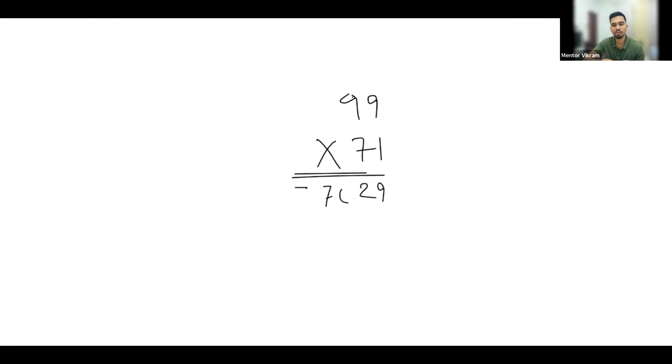99 into 71. 100 minus 70 equals 30. 30 minus 1 equals 29. 29 and then 70. 7029. Okay. How much time did it take? Around 10 to 20. 30. 30 to 40. 6 to 8 seconds.